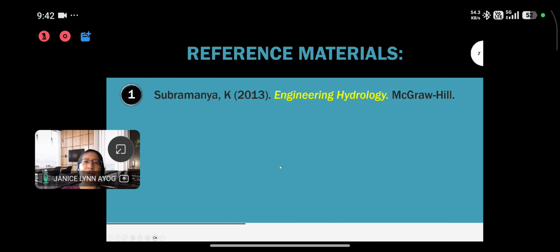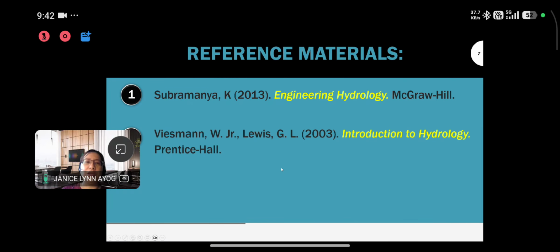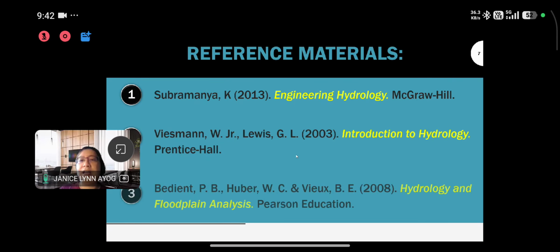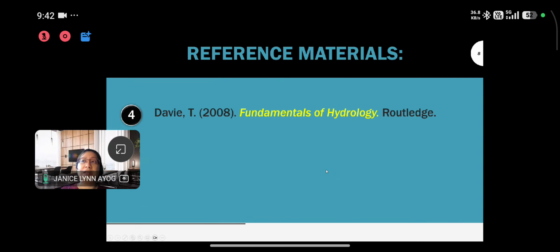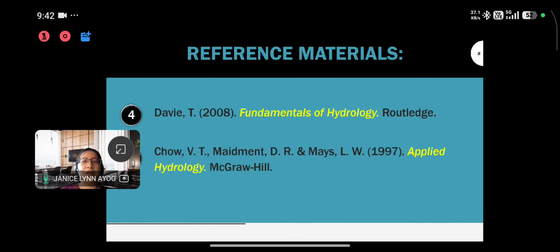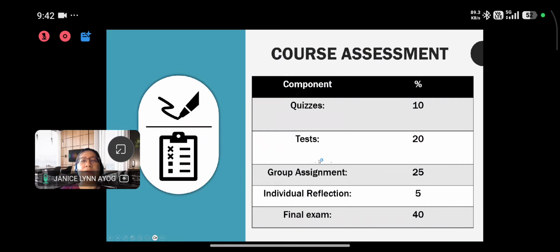For reference materials, I will always go for Engineering Hydrology by Subramanya. I think there is a latest one. This is the one I normally go with. The rest would be some of the hydrology books that you can find in the library, or any hydrology book that you can find online. I can still accept that. Just refer to the topics that we're going to cover for this course to guide you to choose which textbook you can refer to. I'm just going through this very quickly.